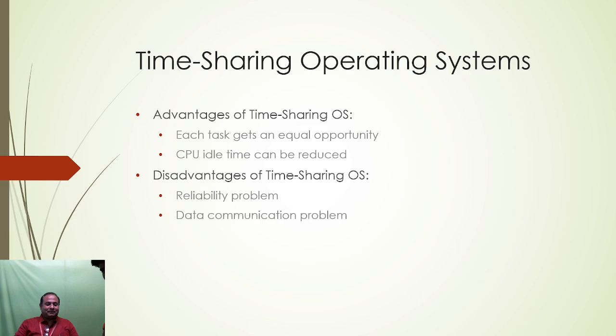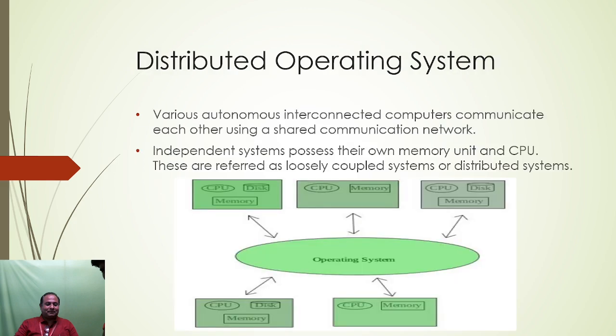The time can be reduced in the CPU, the central processing unit. And the main disadvantages of the time sharing OS are a reliability problem and also a data communication problem. These are the main problems faced in the time sharing operating system. And next one is the distributed operating system.